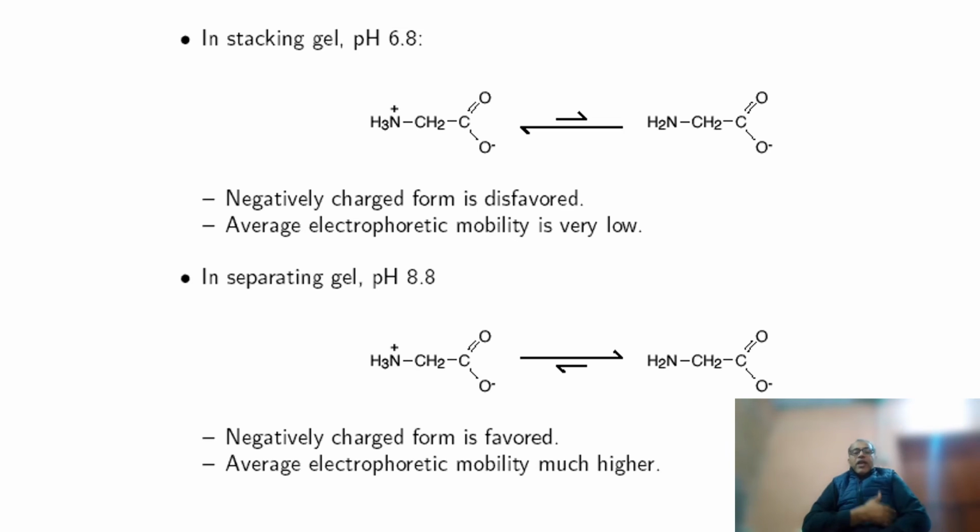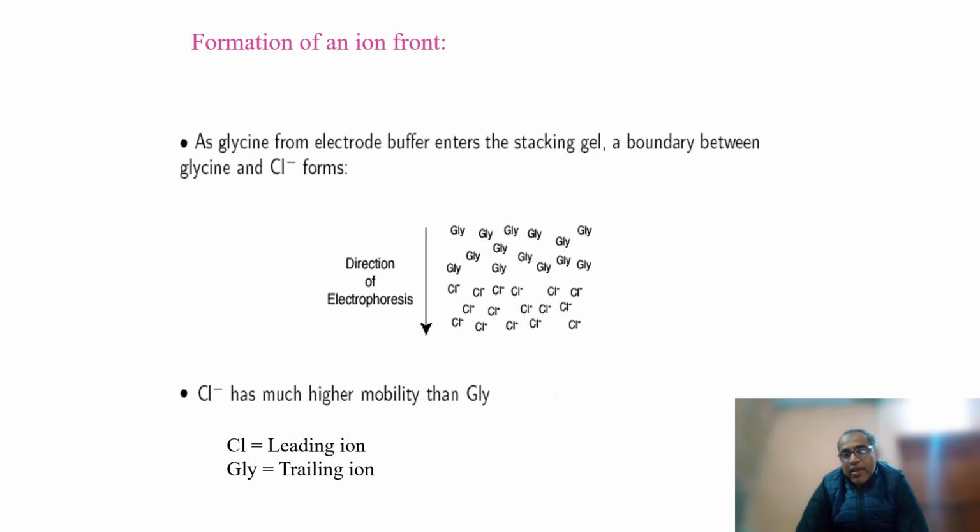So in the stacking gel, the pH is 6.8. The negatively charged form is disfavored, and the average electrophoretic mobility of the protein is low. However, in the separating gel, the pH is 8.8. The negatively charged form is favored, and the electrophoretic mobility in the resolving gel is higher.